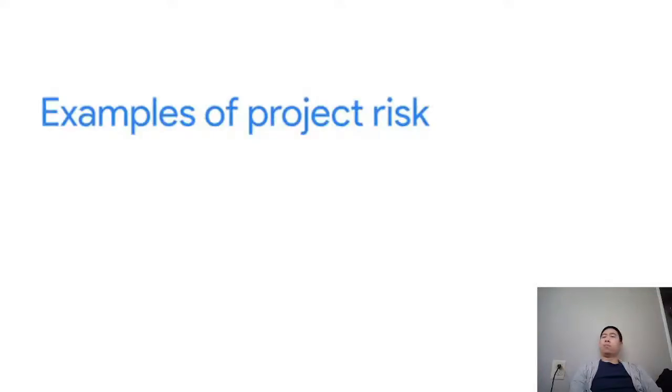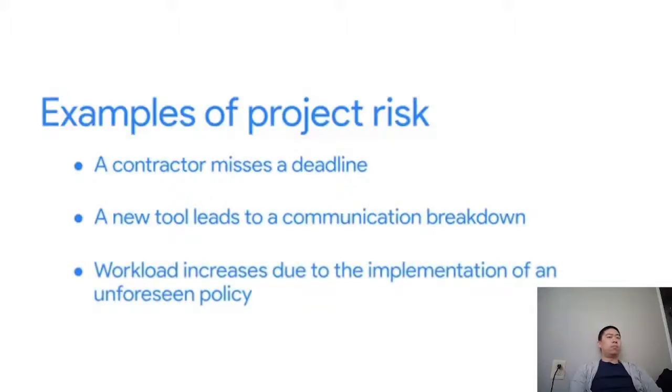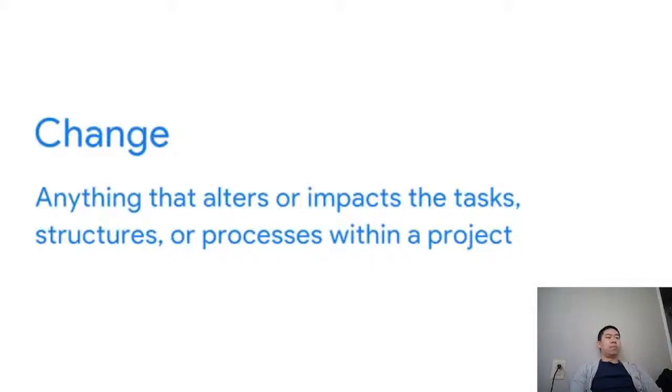A project risk might be a contractor missing a deadline, or introducing a tool that may lead to communication breakdown within your team, or unexpected additional work because of an unforeseen policy being put in place. When any risk occurs, the consequence is a change to the project plan. A change is anything that alters or impacts the tasks, structures, or processes within a project.